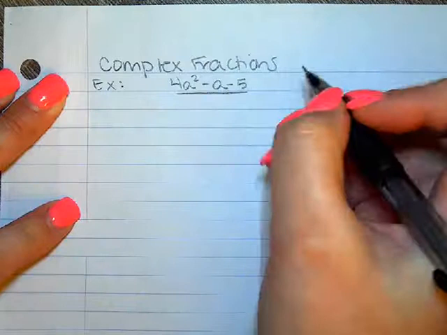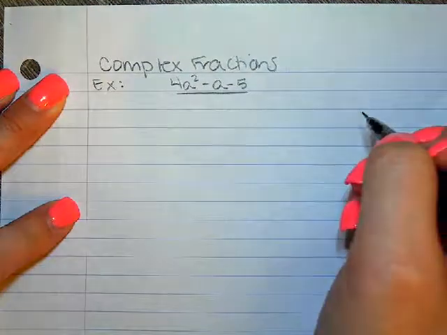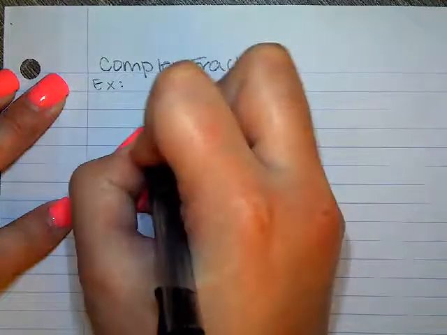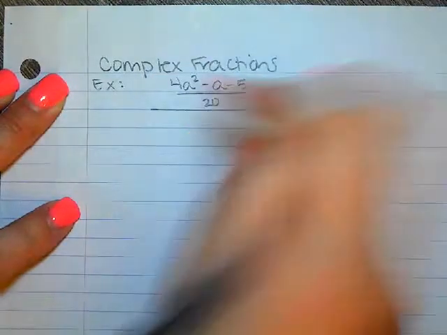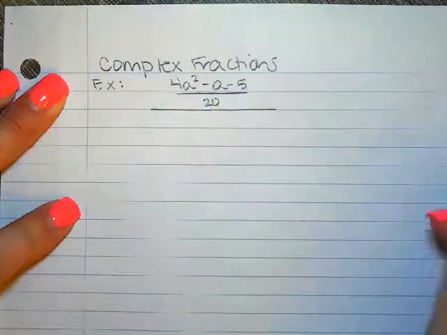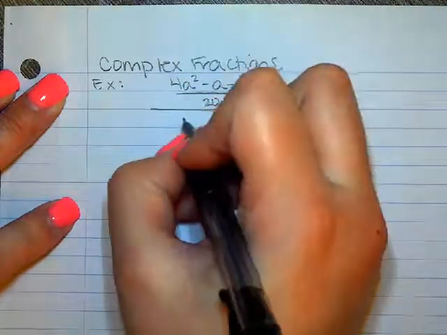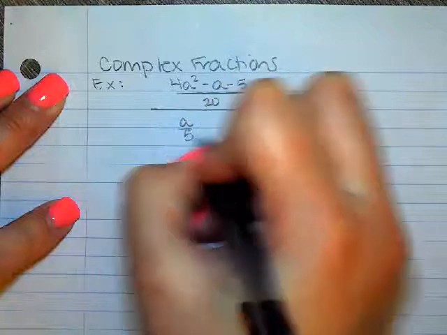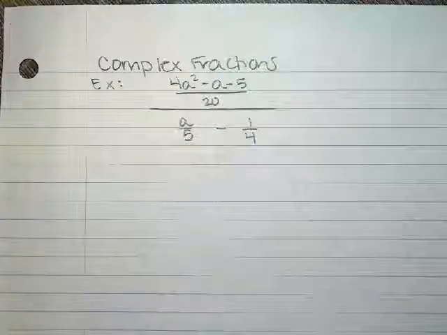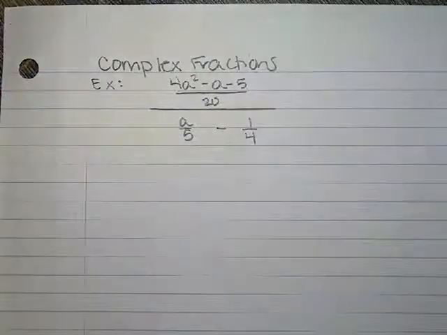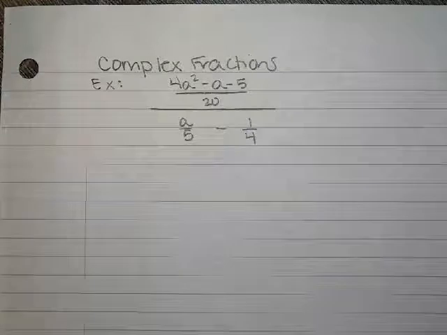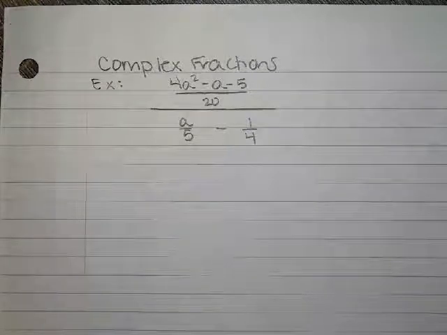So for the first fraction, we have 4a squared minus a minus 5 over 20. I'm showing a big line right here. So this is the top of our overall fraction. And then on the bottom, we have a over 5 minus 1/4. So we have an overall fraction that has three fractions inside of it. That's what makes it complicated, because it's one fraction that's got three fractions as parts of it.